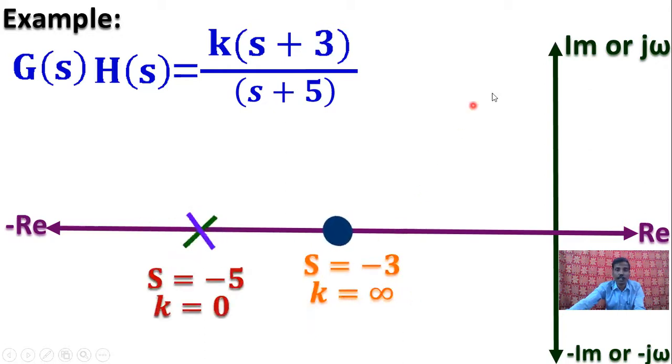So in the pole zero location, all the poles and zeros are on the left hand side of the S-plane, so the open loop system is stable. Root locus starts at the open loop poles, that is s equals minus 5, K equals 0, and terminates at s equals minus 3, K equals infinity. This is the terminating point, and this is the starting point.